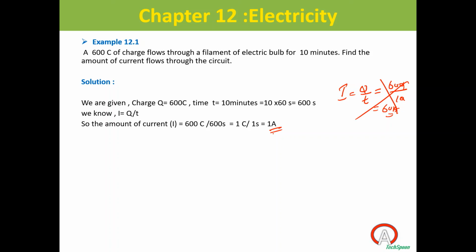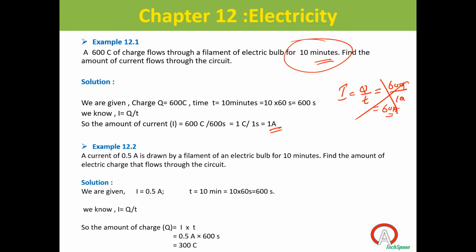Once you made the mistake and you understood how to avoid that mistake in future, that's good. Here, 10 minutes. So that's the importance of definition. You have to understand the definition properly. What is current? It is the amount of charge flowing through any cross section in unit time. It means in 1 second. So that's why we're converting into seconds.